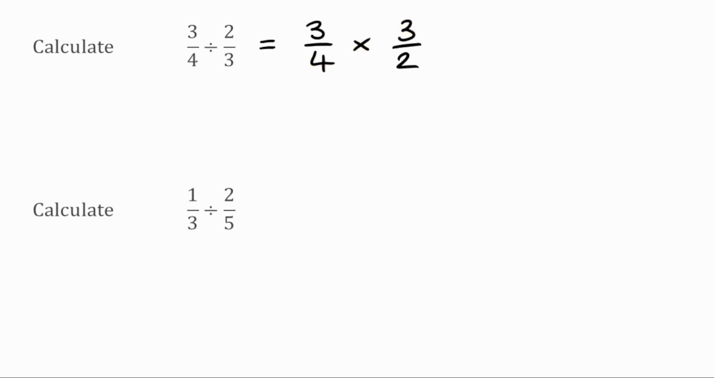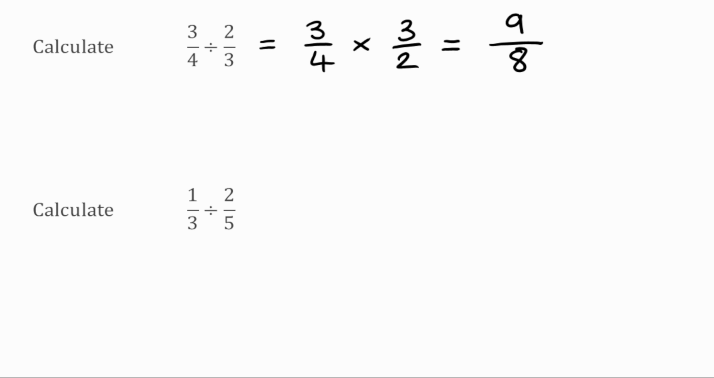So now when multiplying fractions, all we do is multiply the numerators together and then the denominators. So we do 3 multiplied by 3, which would give us 9, and then 4 multiplied by 2, which would give us 8. So our answer here would be 9 over 8.